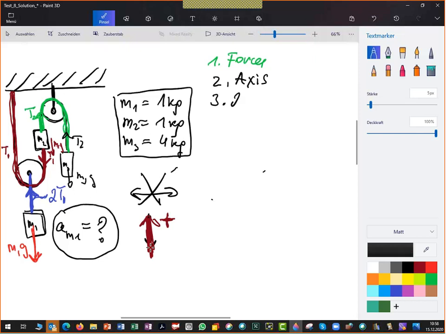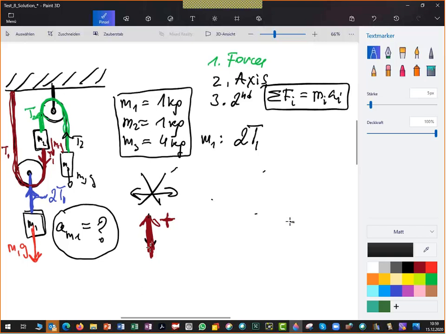the second Newton's law, right? Which is sum of all forces will result in acceleration of my body. So let me now apply it for the body M1, M2, and M3 again. For M1, so positive is here. So for M1, I will say 2 times T1. This is my blue part, minus M1G results in M1A.